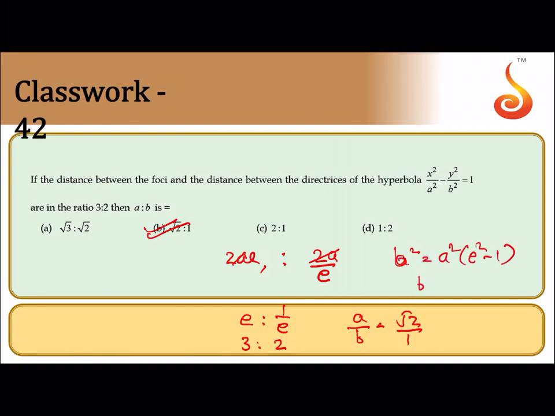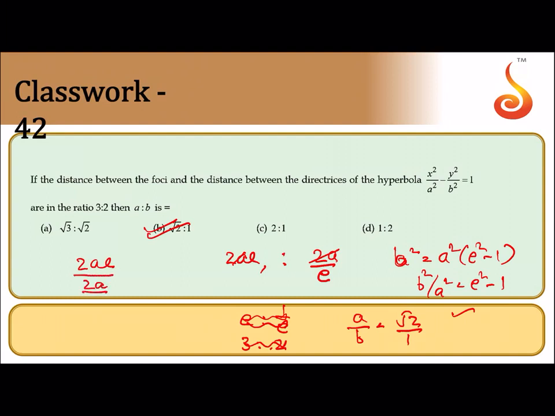So we know that b square is equal to a square into e square minus 1. So we know b square by a square is equal to e square minus 1. They have given e, the eccentricity, is equal to 3 by 2. So from this we get a by b is equal to root 2 by 1. This is somewhere a mistake, one minute.